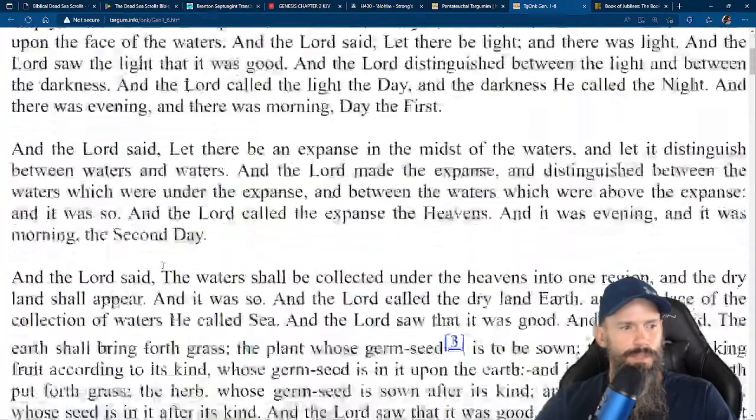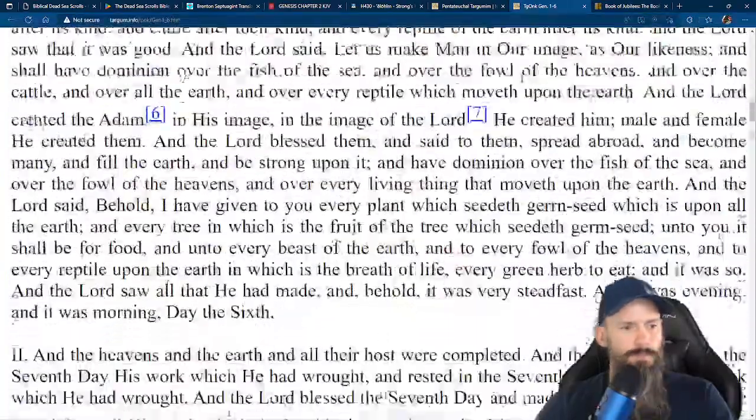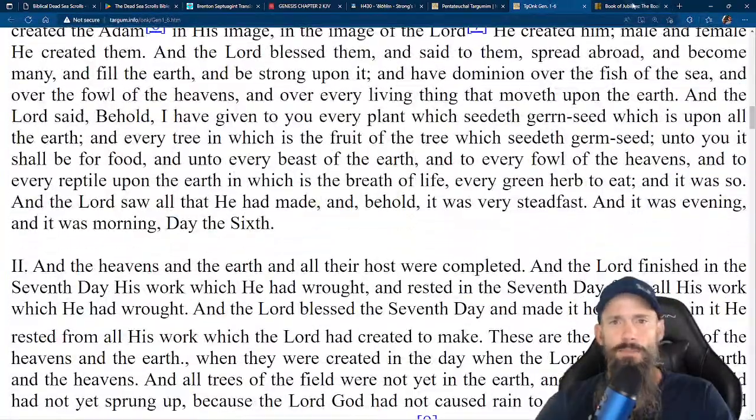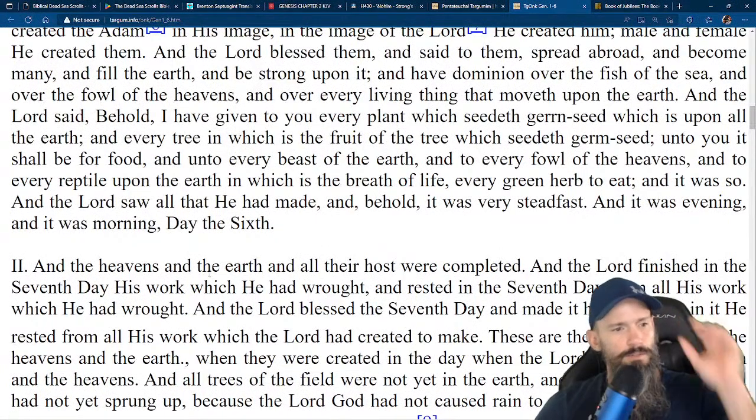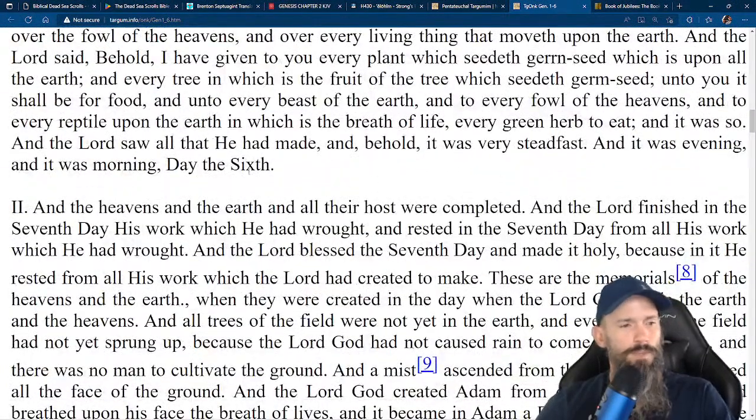Ankelos. And what I just highlighted back there in Jonathan's is not in the book. Kind of weird. Like they mess with stuff.